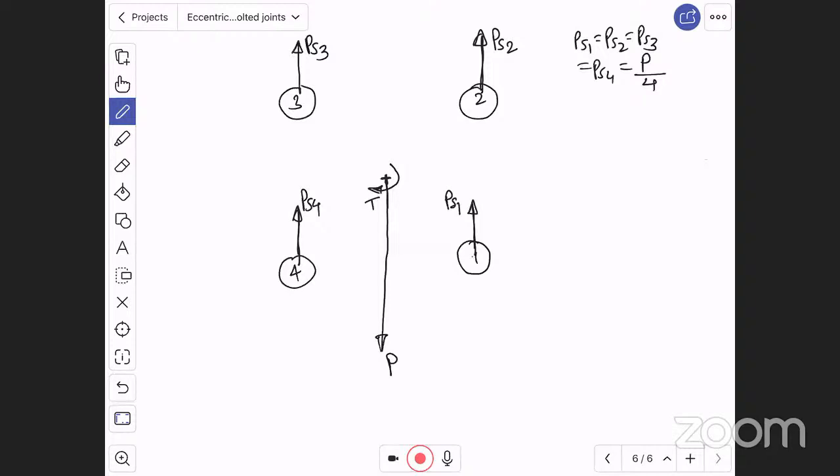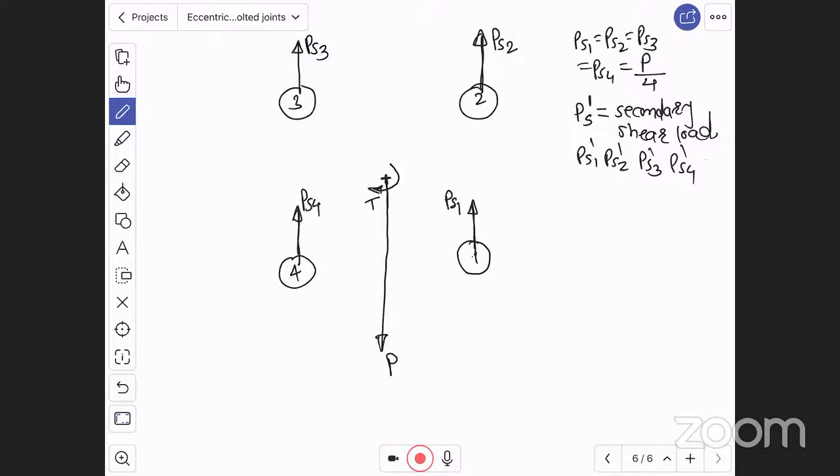Secondary shear load we are representing with the suffix dash, PS dash. In bolt 1 there will be PS1 dash, in bolt 2 PS2 dash, in bolt 3 PS3 dash, in bolt 4 PS4 dash. This is how there will be a secondary shear load. Now let us calculate them.